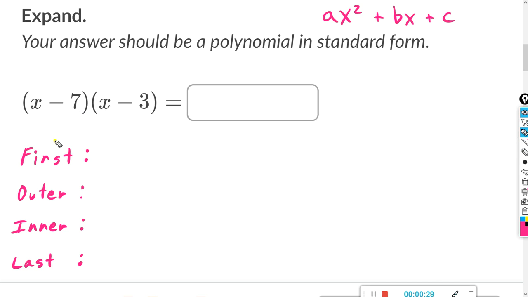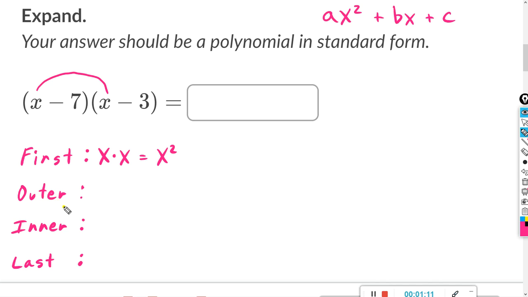So on the first problem, I am going to use the method called FOIL. That's an acronym. The F stands for first, the O is outer, the I is inner, and the L is last. So let's apply FOIL to this binomial right here. When we say first, we're multiplying the first term in each set of parentheses. So the first terms are x and x, and x times x is just x squared.